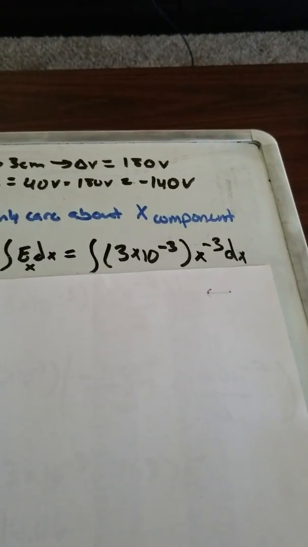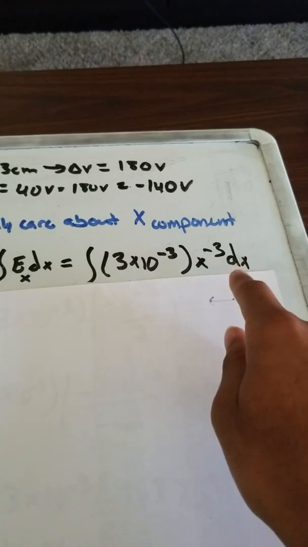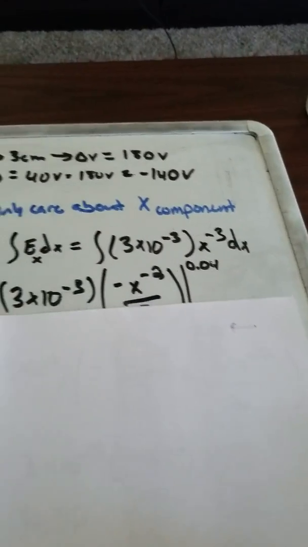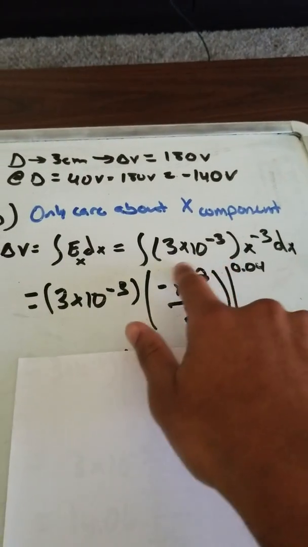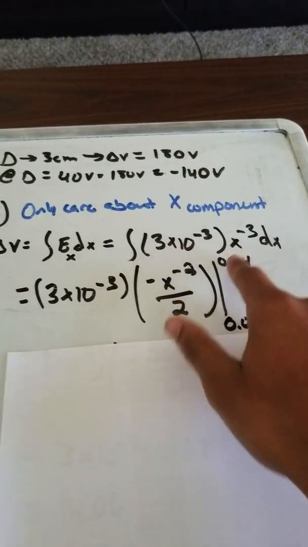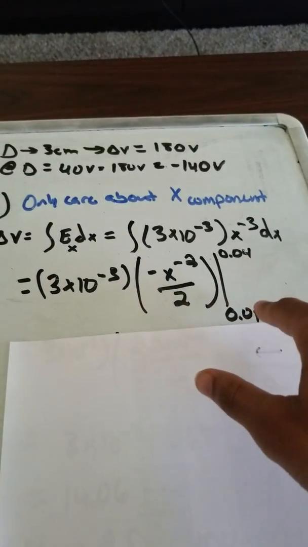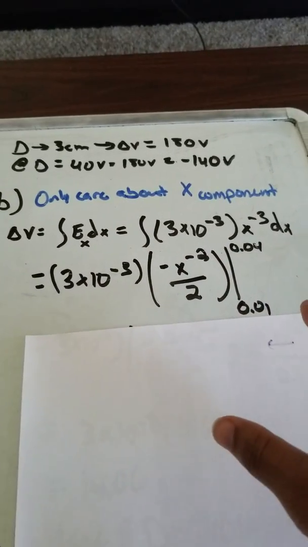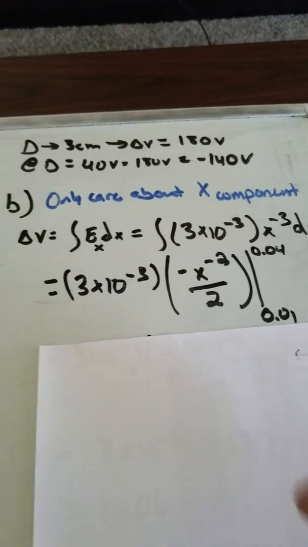which would be the electric field in the x, which is 3 times 10 to the negative third times x to the negative third. So we just integrate that. This is a constant, so we pull it out and then we integrate x to the negative third, giving us negative x to the negative 2 over 2, and we evaluate it from 0.01 to 0.04 because that is the interval distance between A and D.